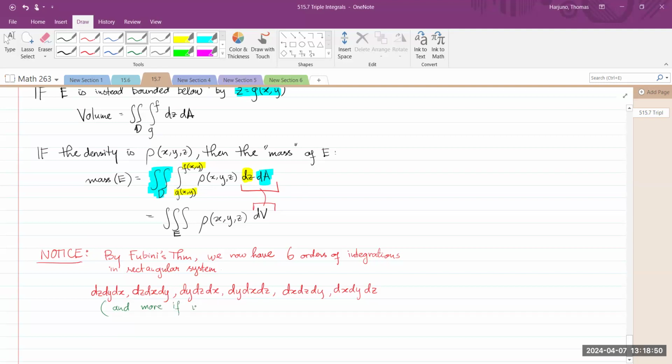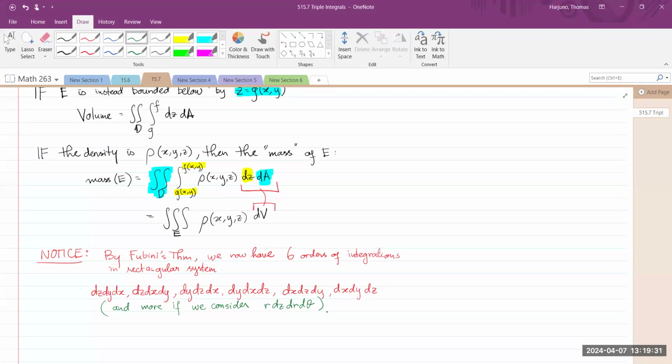If we consider cylindrical, r dz dr d theta. Now, of course, dz dr d theta, we may play around with the ordering again. There are 6 more orders there, right? Okay, so in total, actually, we have 12 possible orders of integration.